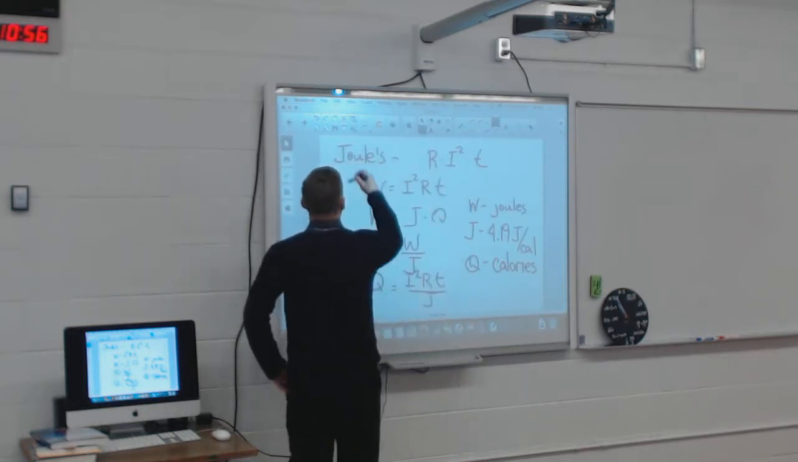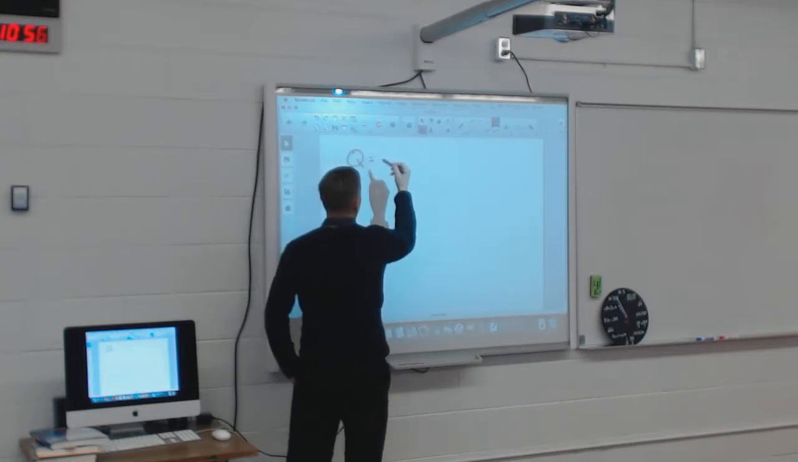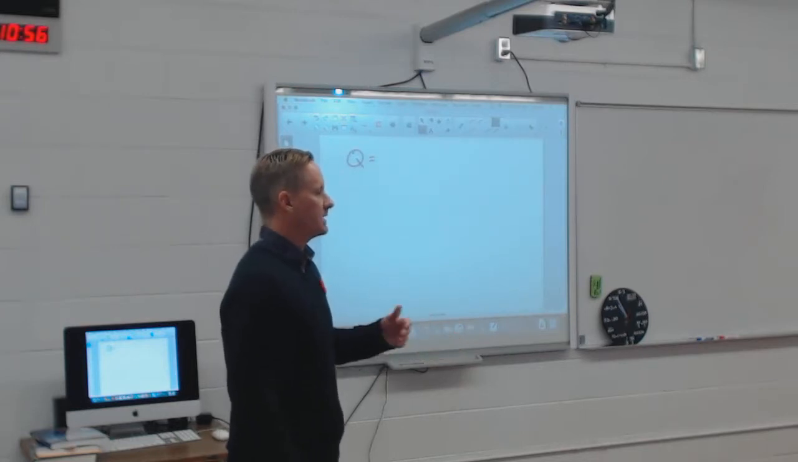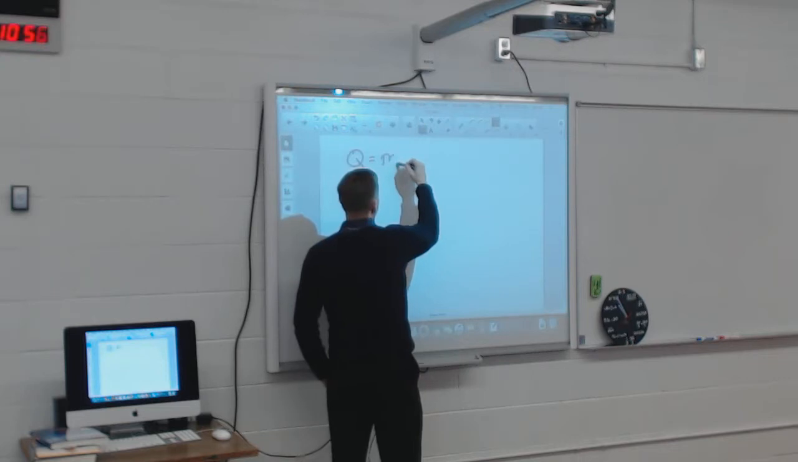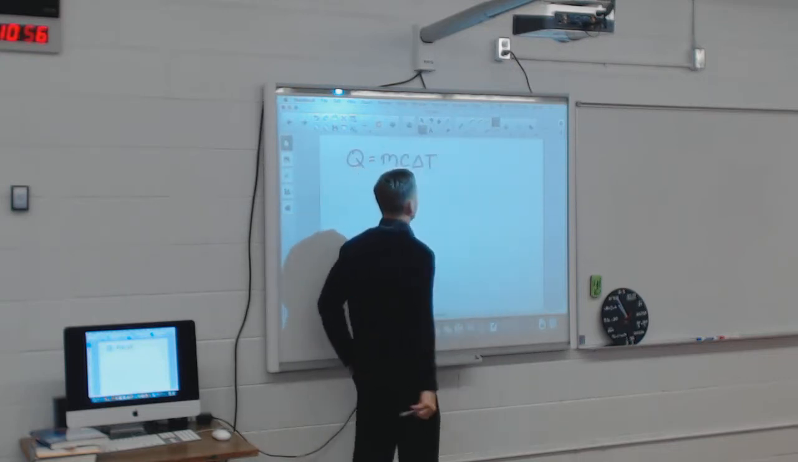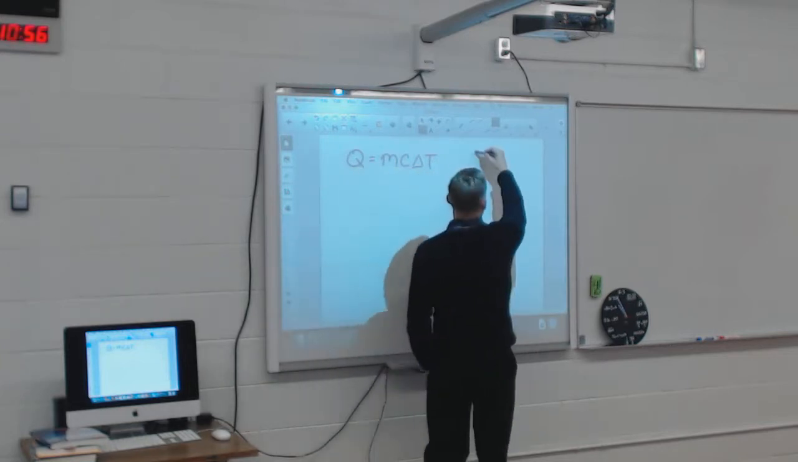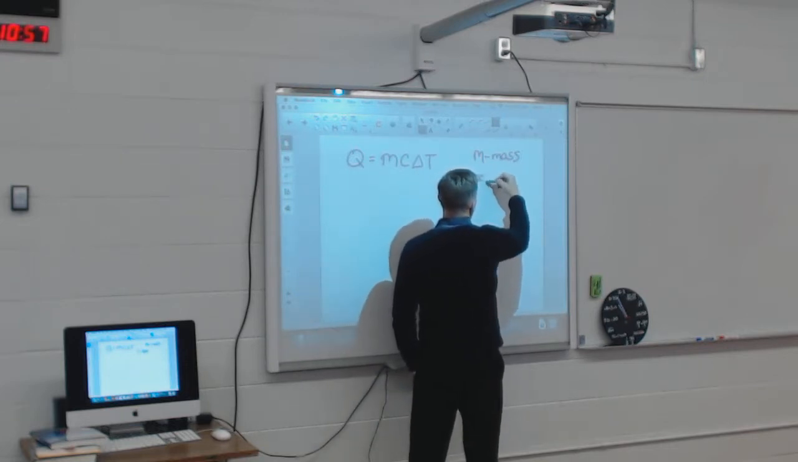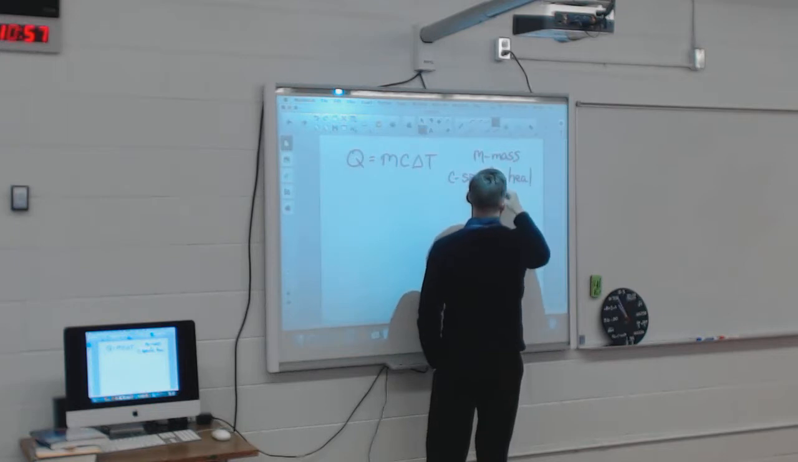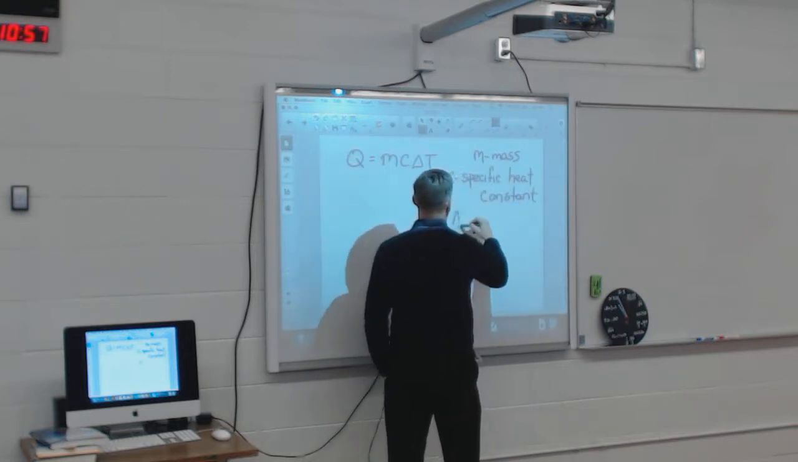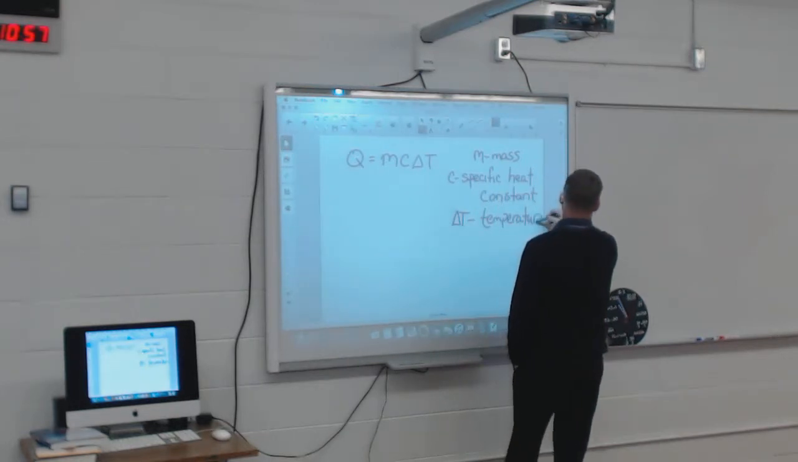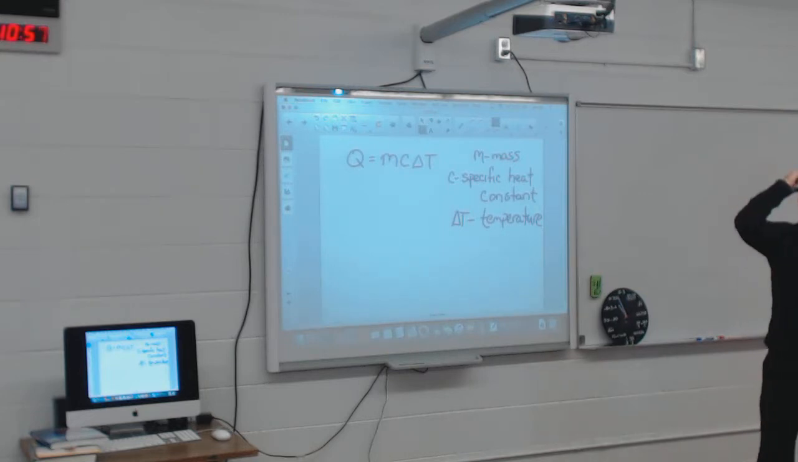Well, there's a secondary way in which we find heat energy, and it's the one that we use more often in chemistry, and that's Q is equal to mc delta T. M is your mass. C is your specific heat constant. And delta T is your temperature change.